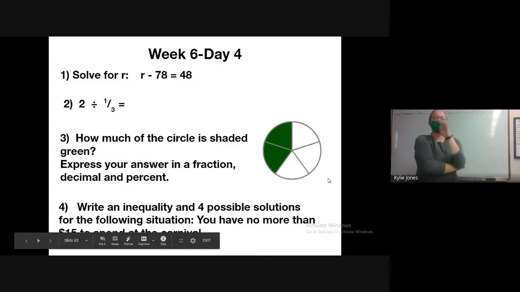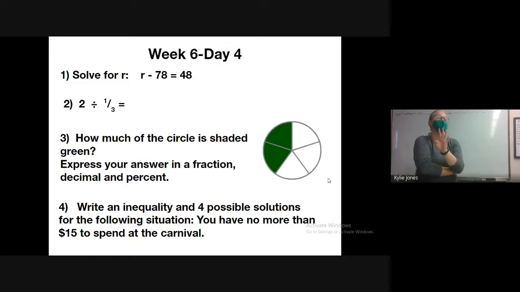Write an inequality and 4 possible solutions to this situation. You have no more than $15 to spend at the carnival. So write your inequality first and then tell me 4 solutions to how much you can spend at the carnival. I'm going to give you guys 7 minutes to work on these. Go for it.